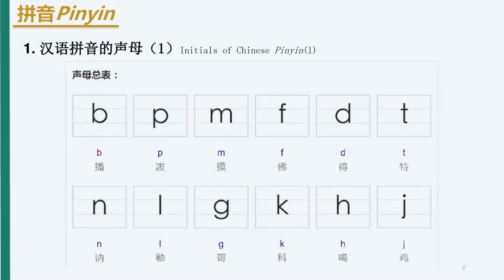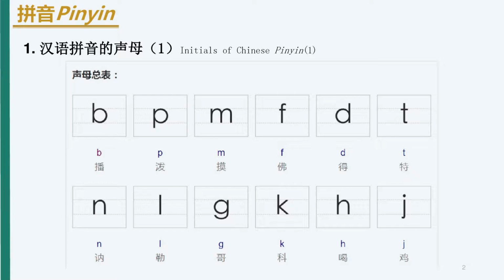So now try to read everything together from the beginning until the end as a review. Okay, so let me read with you one more time. B, p, m, f, d, t. Okay, good. So let's see the next one. It is the second line.